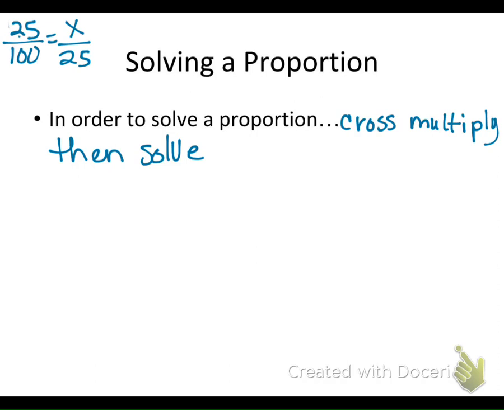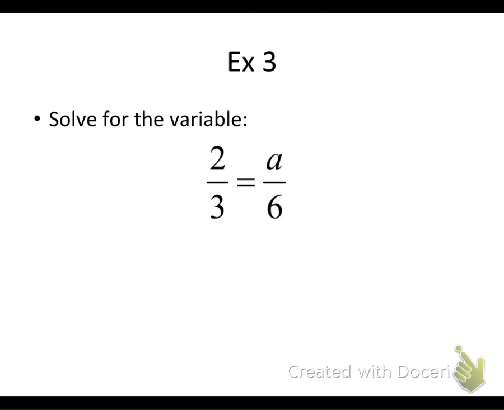Okay, let's look at example number 3. It says solve for the variable. So we're going to have to determine what number that variable represents. Once we determine what number that variable represents, we should have a proportion. So, first step in our notes, it said to cross multiply. So I'm going to cross multiply. 2 times 6 is 12. Then I cross multiply 3 times a and get 12 equals 3a.